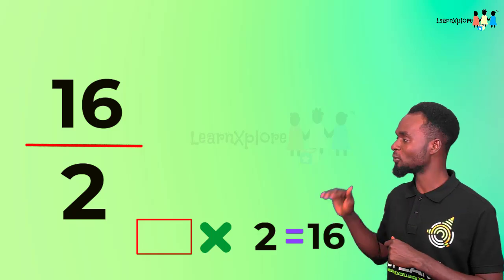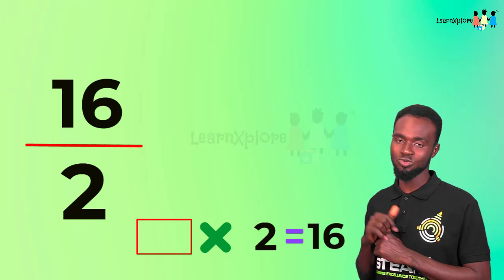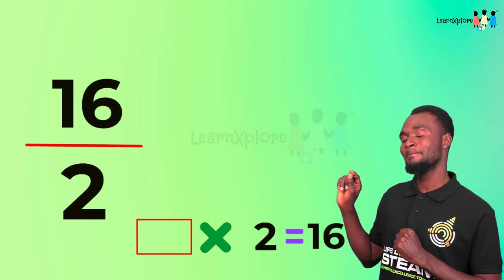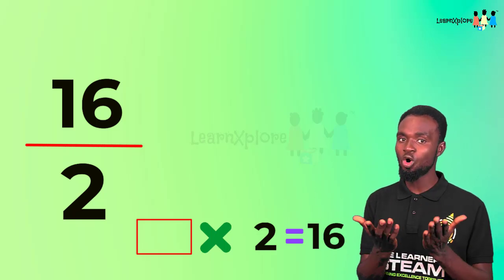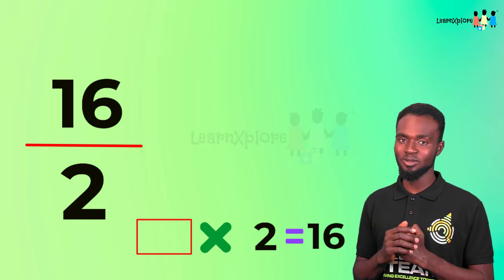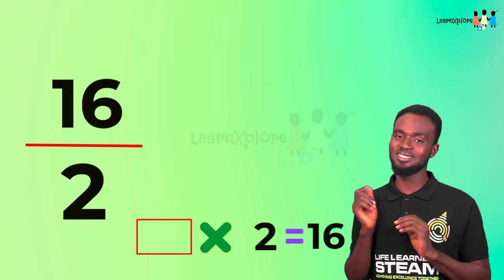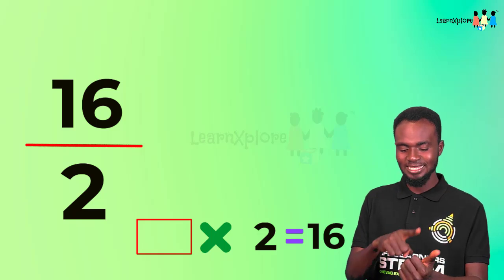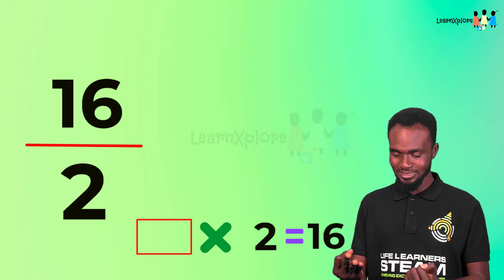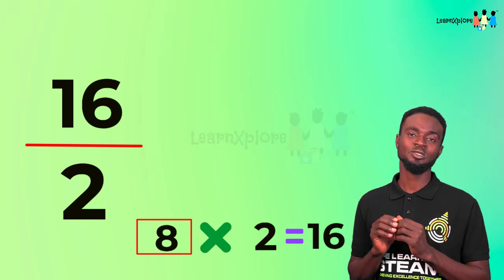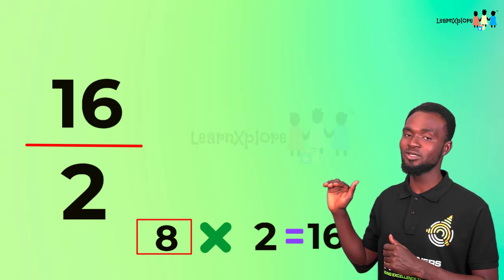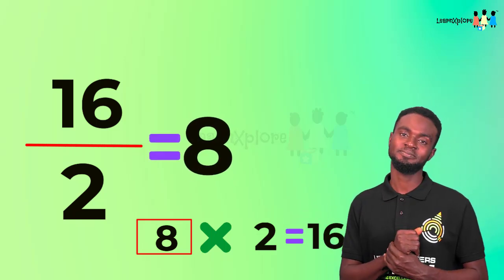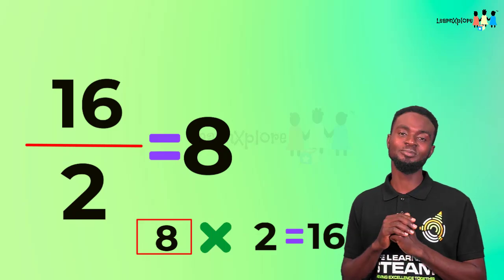So like in this example, 16 divided by 2. What number was multiplied by 2 to give us 16? So you just do your 2 times table, or you skip count by 2's to get that number. So let's go. 2, 4, 6, 8, 10, 12, 14, 16. That number is 8. So 8 times 2 will give us 16. So the answer to 16 divided by 2 is 8. We'll do a lot of examples to help us understand this concept.